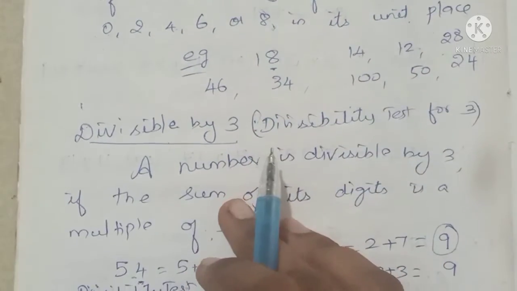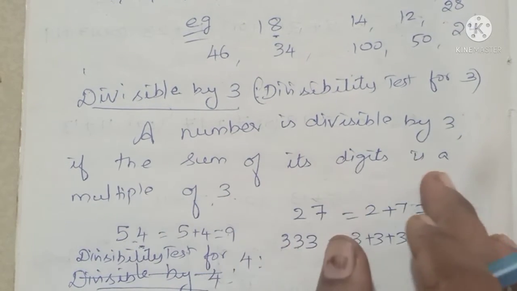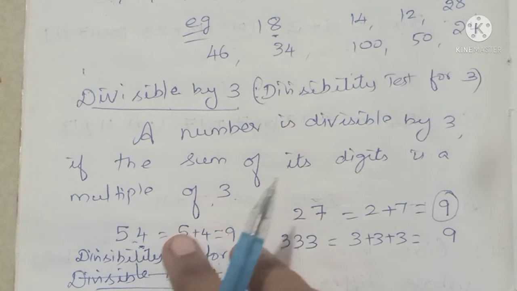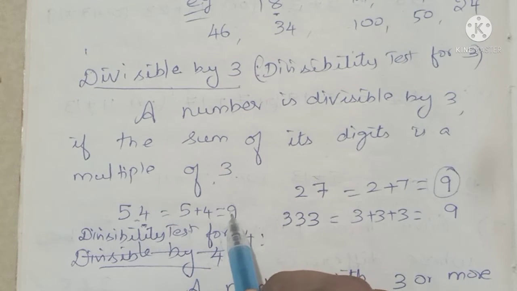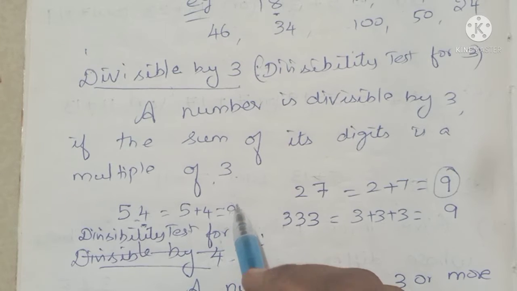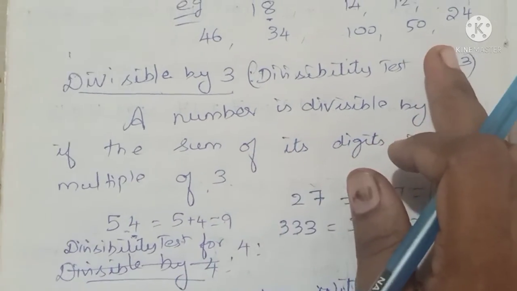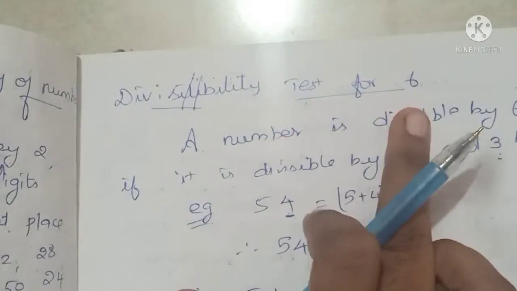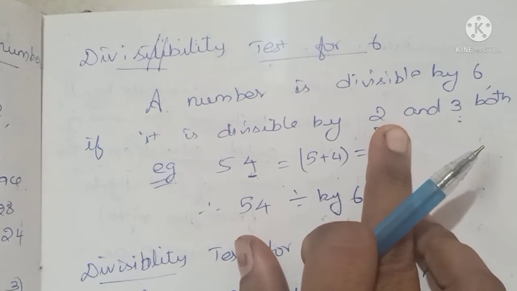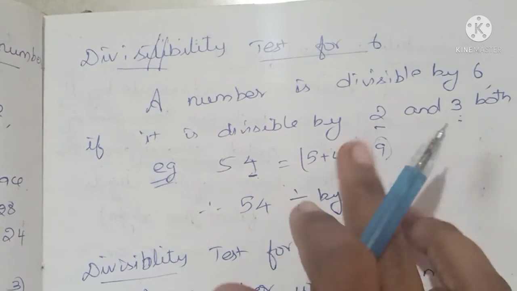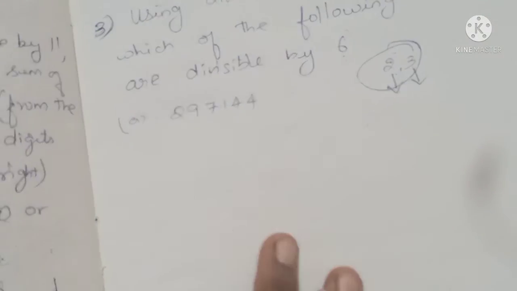The next is the divisibility test for 3. For a number divisible by 3, the sum of its digits is a multiple of 3. For example, if you have 54, 5 plus 4 is equal to 9, and 9 is a multiple of 3. So that is the condition for the divisibility test for 3. For the divisibility test of 6, a number is divisible by 6 if it is divisible by both 2 and 3. So we have to check the condition for 2 and 3. Now let us move into the sum.